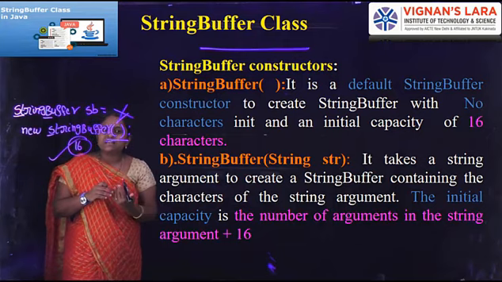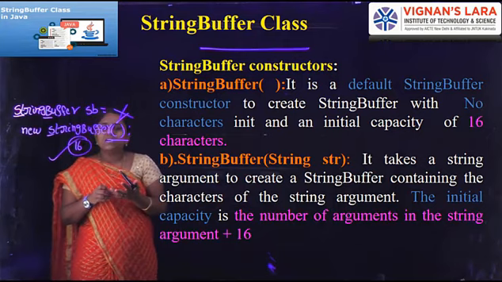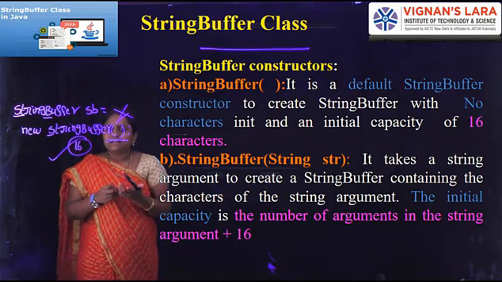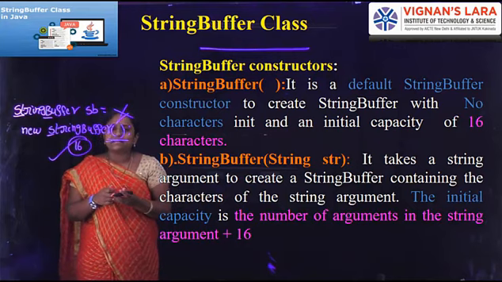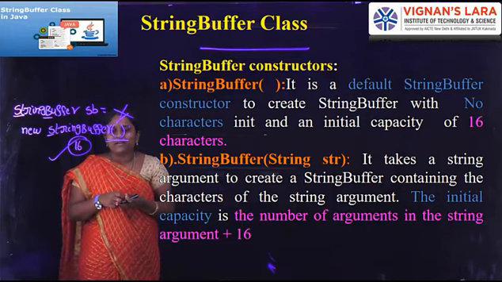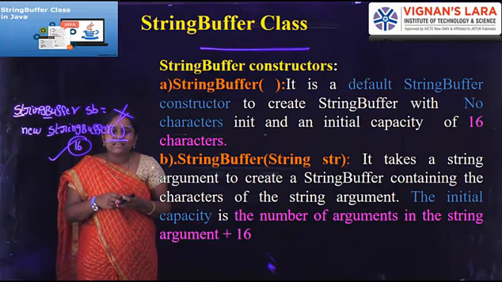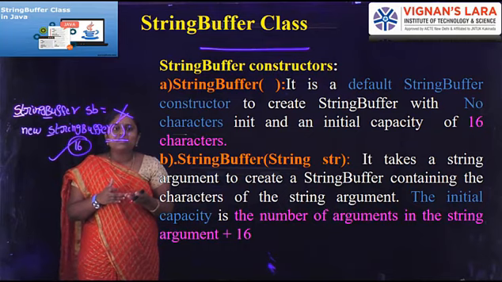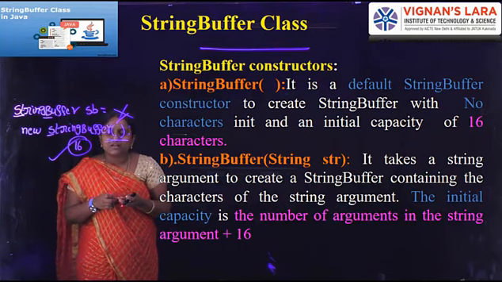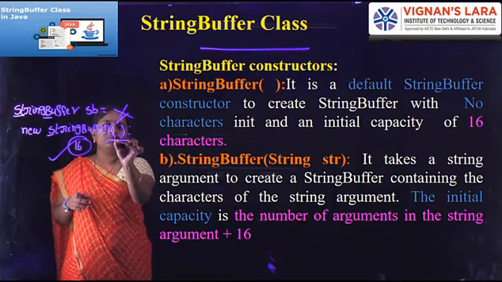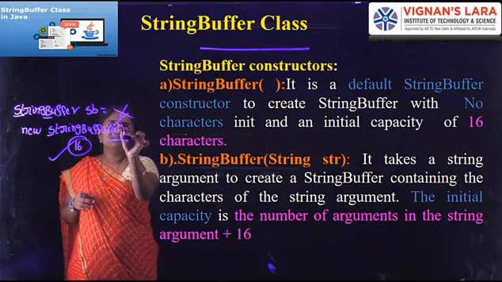The next constructor is StringBuffer(String str). Here we have to pass one argument; it is a parameterized constructor. It takes a string as an argument and creates a string buffer containing the characters of the string. In this one, the initial capacity is the number of characters in the string plus 16. By default, the initial capacity of the string buffer is 16.